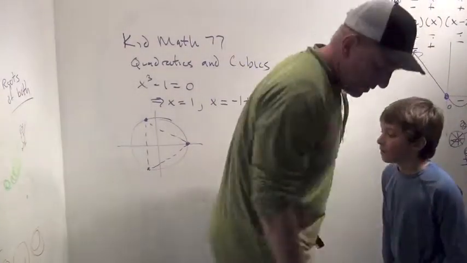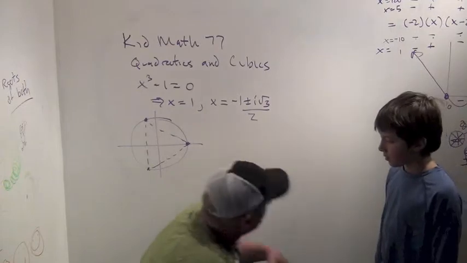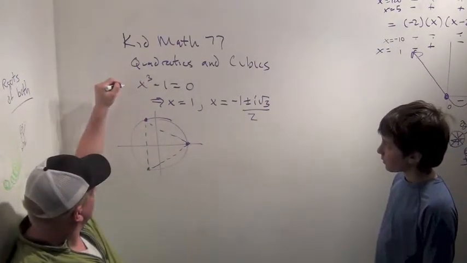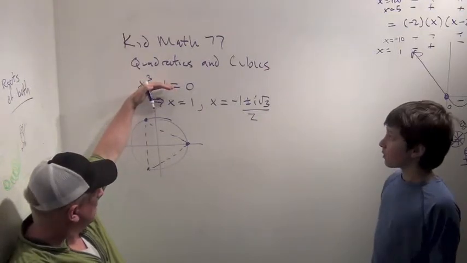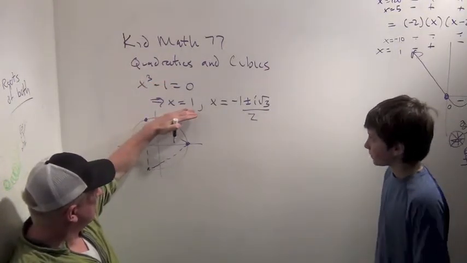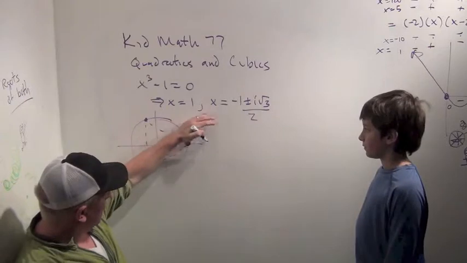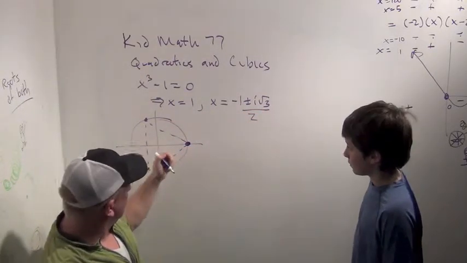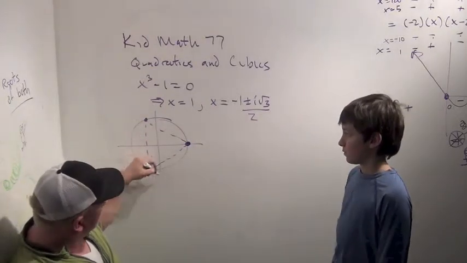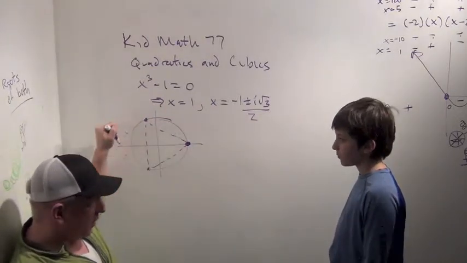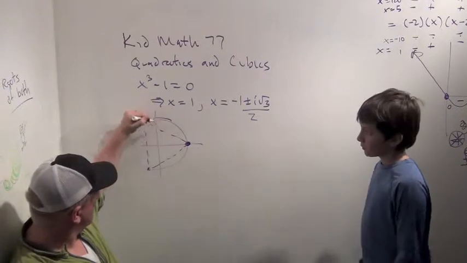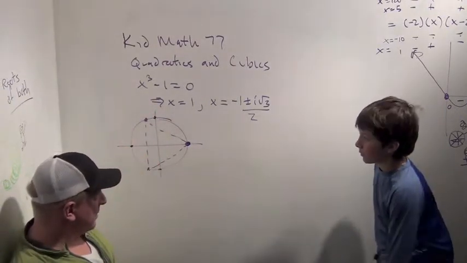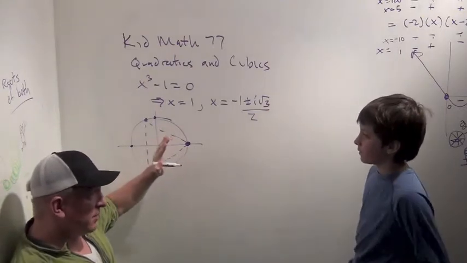KidMath number 77. This is the next one in our series about quadratics and cubics. Following up on the last movie, we solved this equation, x cubed minus 1 equals 0. And we found that the solutions were x equals 1 and x equals minus 1 plus or minus i times the square root of 3 over 2. And we put those on a graph and it looked like they were on a circle. They looked like they were on this unit circle that also had i, minus 1 and minus i on it. And so today we're going to just check if that's true.